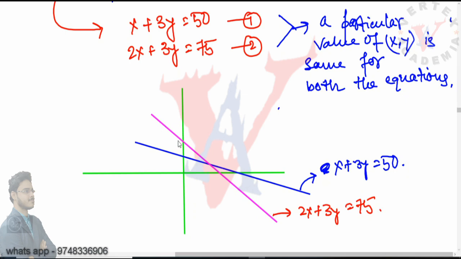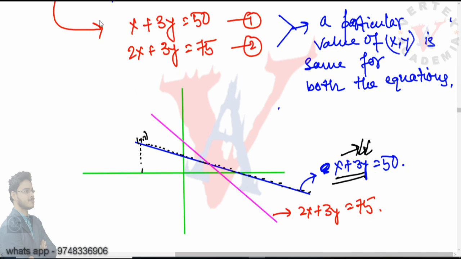So from the concepts of the previous lecture, if you see the blue graph, x plus 3y equals 50, you can see that there are many values of x and y present. This is a particular value of x and y. Every point on this blue graph is a possible solution of x plus 3y equals 50.